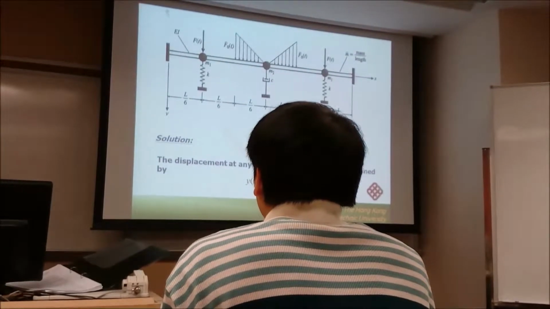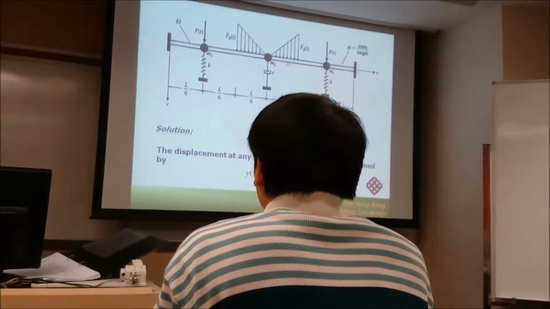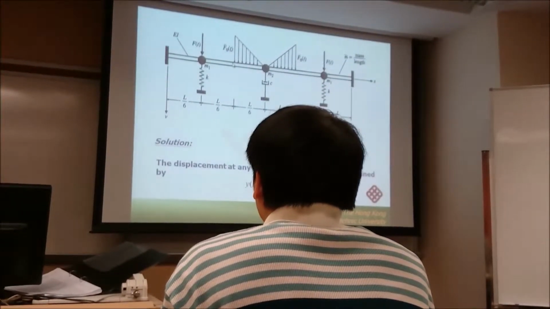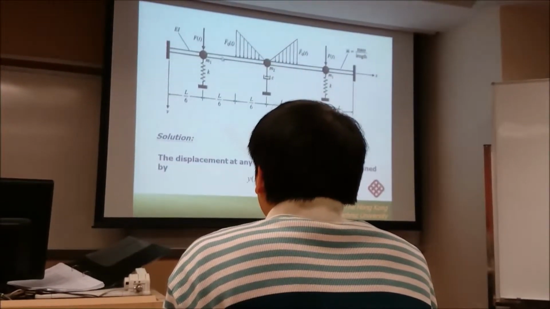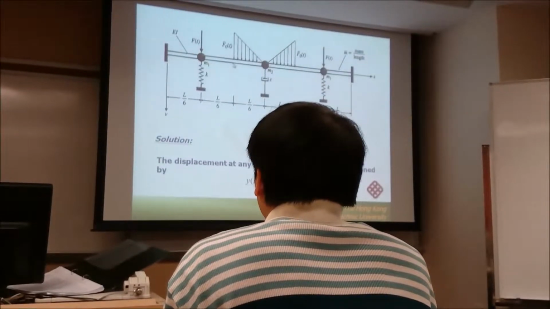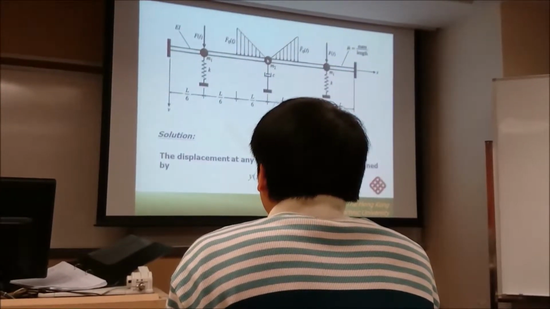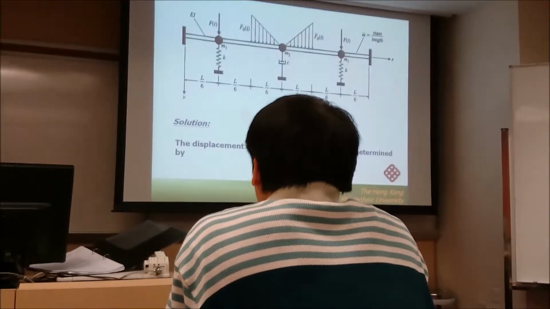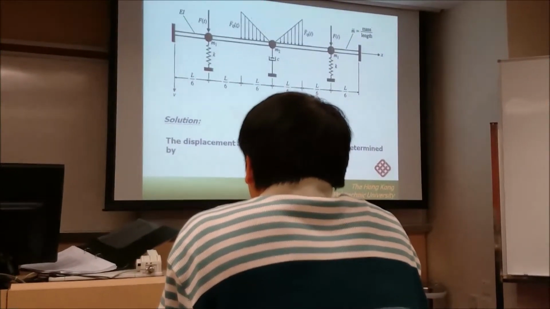For example, here you should integrate from this point to this point, but because it is symmetric, the integration from this point to this point is equal to 2 times the integration from this point to this point. But we still consider the whole structure, not just half of the structure. So please understand the difference.